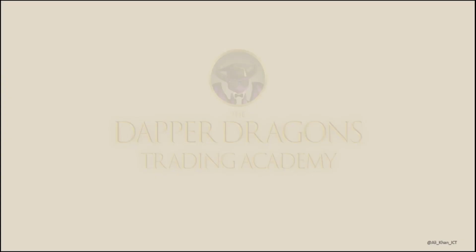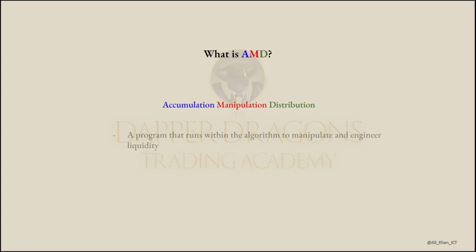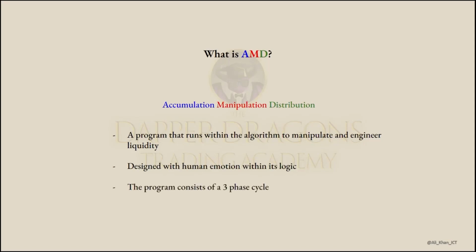Alright folks, so in today's lecture we're going to be talking about AMD. So what is AMD? AMD stands for Accumulation, Manipulation and Distribution. It's a program that runs within the algorithm to manipulate and engineer liquidity. It's designed with human emotion within its logic, and the program consists of a three-phase cycle.